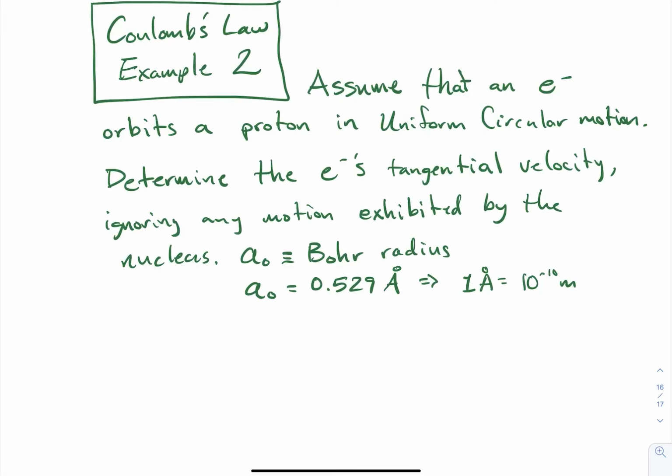It says assume that an electron orbits a proton in uniform circular motion, and so we'd be talking about a common hydrogen atom. It says determine the electron's tangential velocity, ignoring any motion exhibited by the nucleus. And then I note on there that a sub O, which is what I'll label the distance between the electron and the proton in our common hydrogen atom, is defined as something called the Bohr radius. And the Bohr radius is always 0.529 angstrom, and I wrote what 1 angstrom is. We often use a unit in angstroms to measure atomic distances.